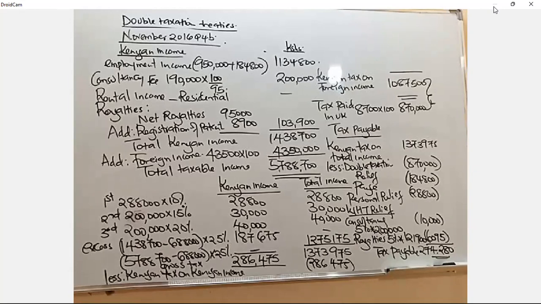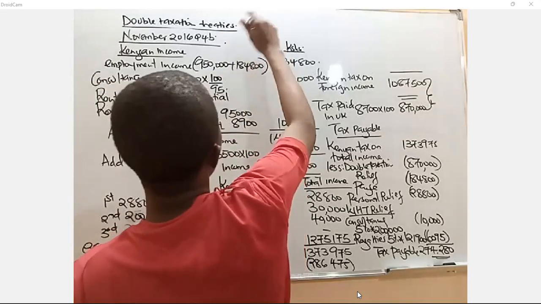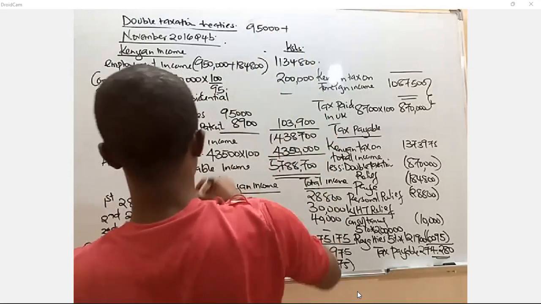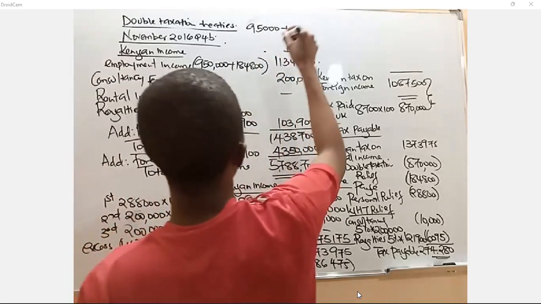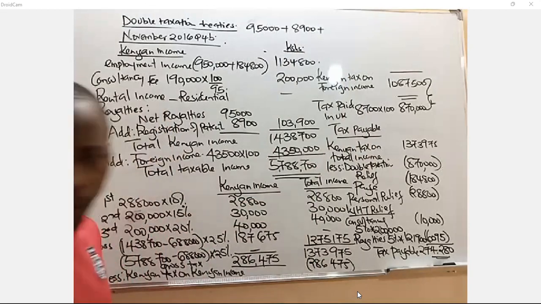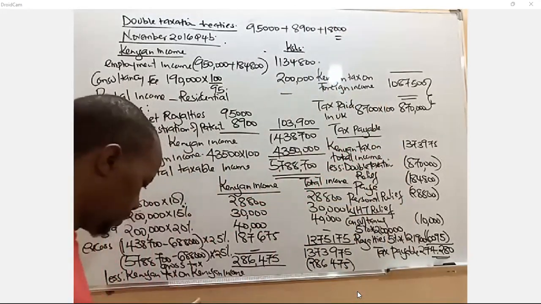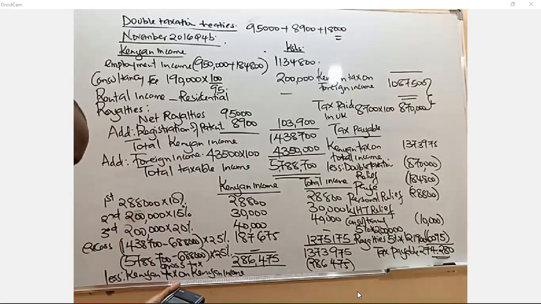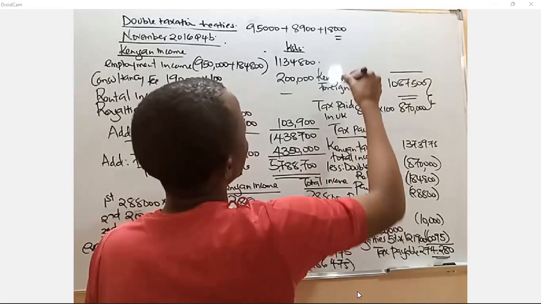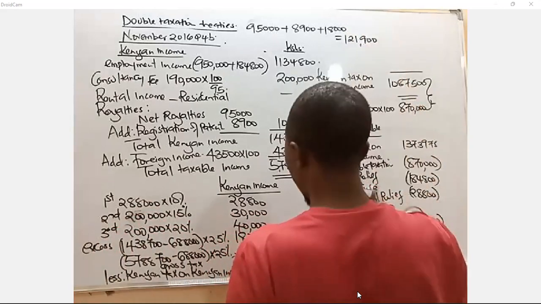I have a question. Yes. Could you explain where you got that figure for royalties, the 121,900, again? When you look at additional information number two, the patent rights, where he received a net royalty income of 95,000, there was a disallowable amount for registration of patent of 8,900. Then there was an operating expense, which is an allowable expense of 18,000. Yes, it should be 121,900. Is that okay?